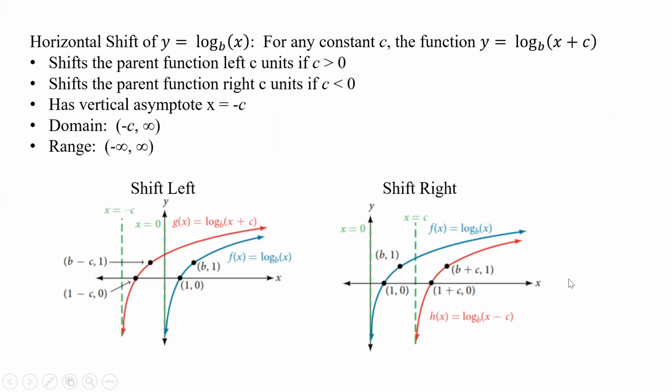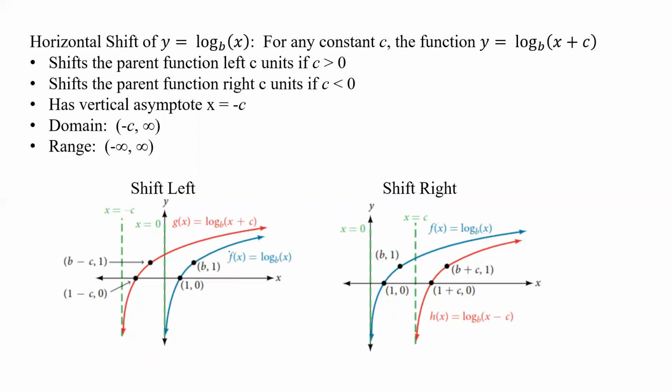All right, so let's look at that horizontal shift. We have that log function, and we're going to have some constant c. We don't know what that c is, and the function is going to be log base b of x plus c. If c is greater than 0, we're going to shift the function left. We're going to start with our base function, and that's kind of the key thing.